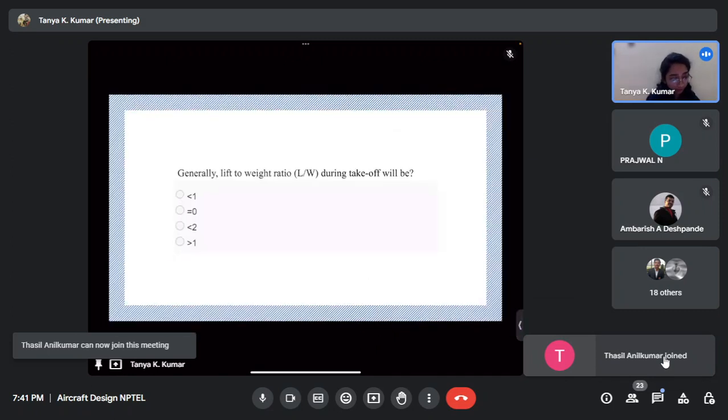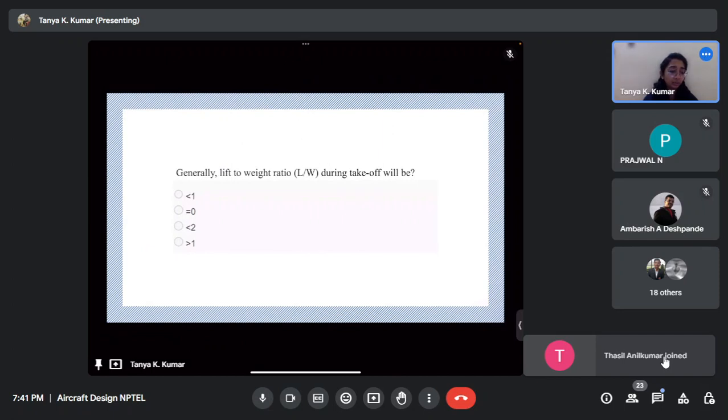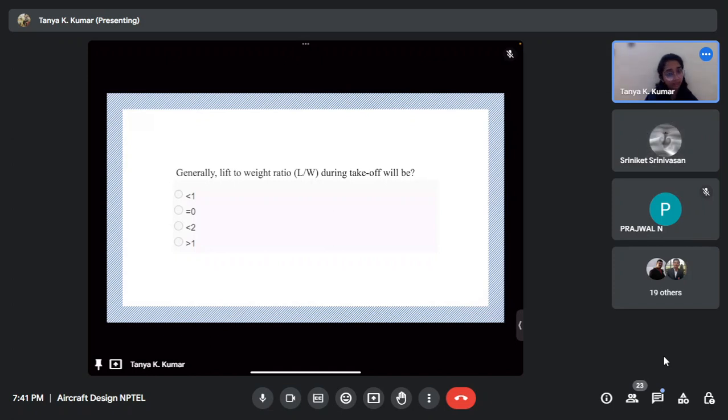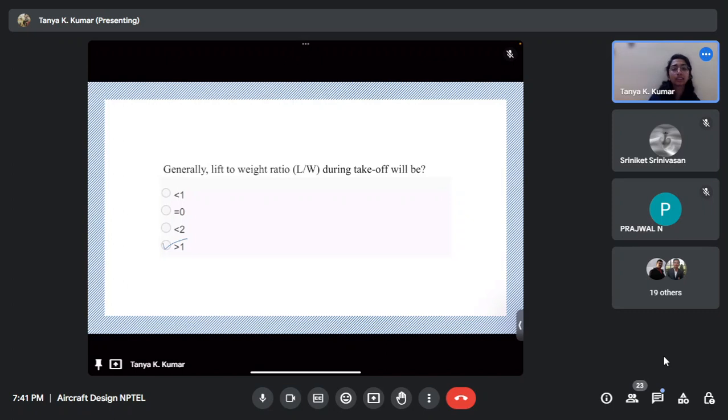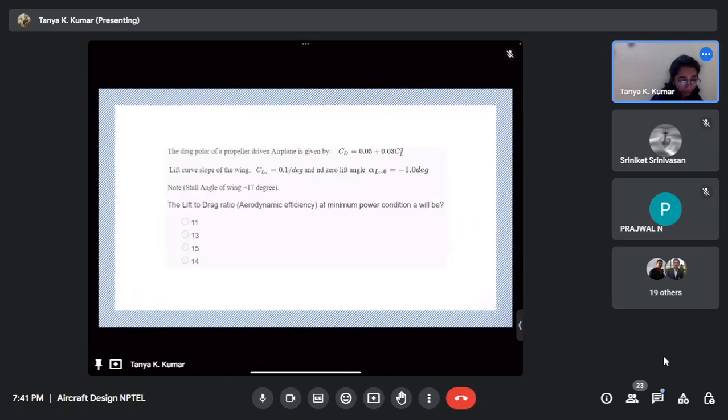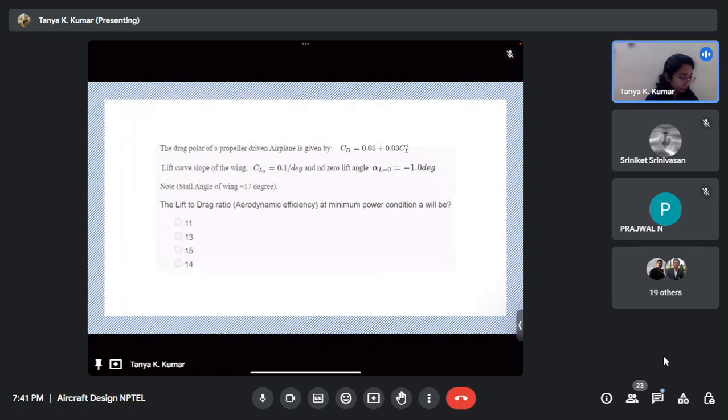Yes. Let's look at the next question. Generally, the lift to weight ratio during takeoff will be very simple. Greater than 1. Correct. Because the lift should be greater than the weight in order to lift off the ground, right? So yeah. Next question. Do let me know if this is becoming too much. We can stop slowly and do the next questions next week.